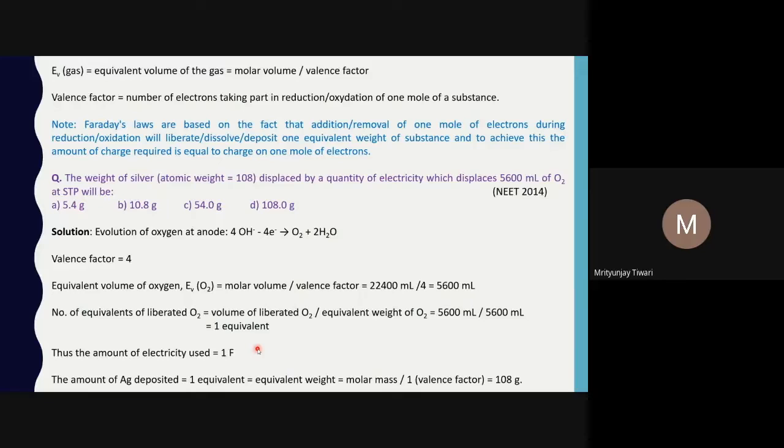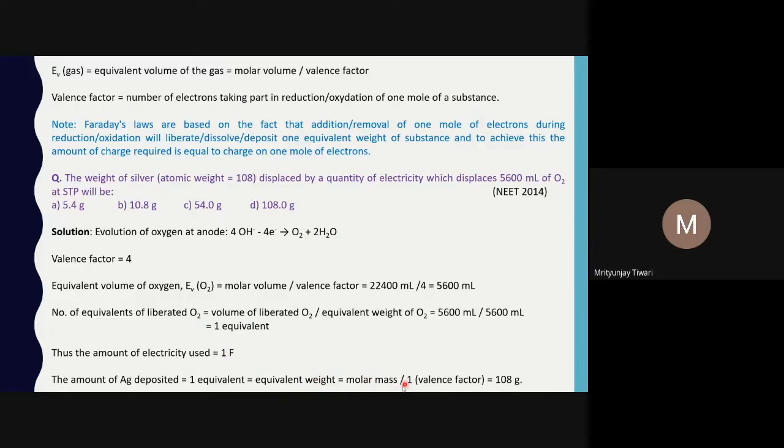Similarly, the same number of equivalents of copper will be deposited according to the second law of Faraday. So the amount of silver that will be deposited is equal to 1 equivalent, and 1 equivalent is what? The equivalent weight of silver, because a silver ion takes 1 electron to become silver metal, so 1 mole of silver will be deposited, 1 mole of electrons will be used, and 1 mole of electrons means 1 Faraday of electrons will be used.